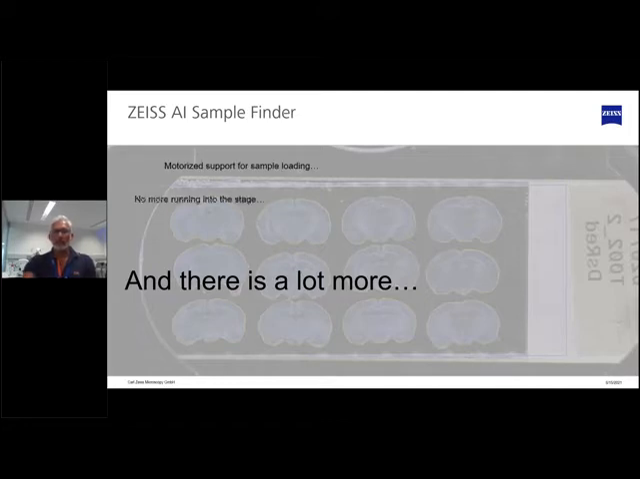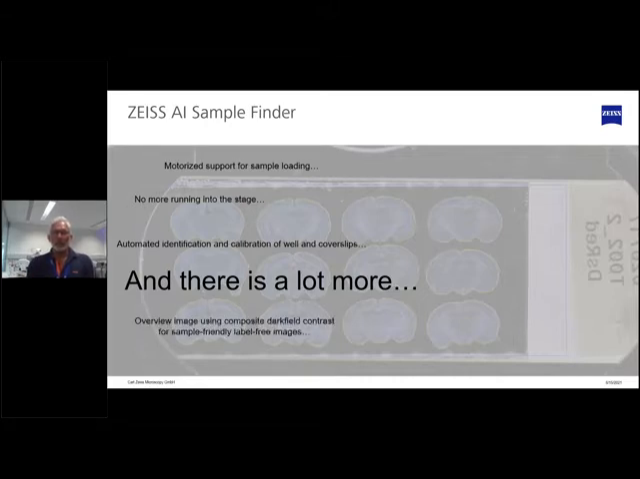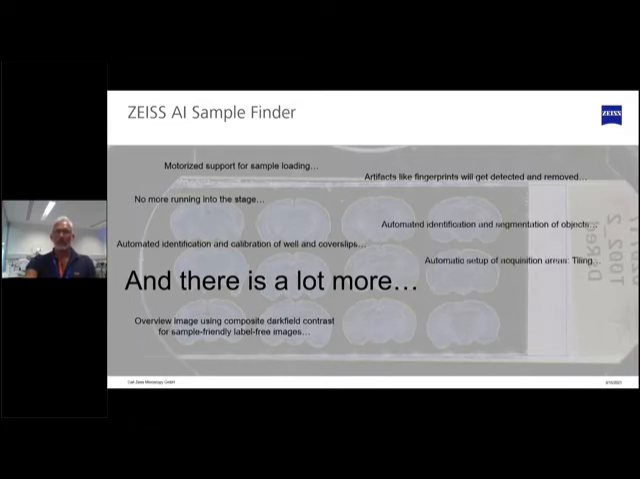No more crashes between objectives and stage, or objective and your precious samples. It will ID the wells and cover slips. There's a unique composite dark field contrast, which allows you to get images very gently, even with no staining in your sample. Artifacts like fingerprints will get detected and excluded from acquisition. And last but not least, sample segmentation and identification, preparing your tile setup for the ongoing experiment, is done at the very end of it.